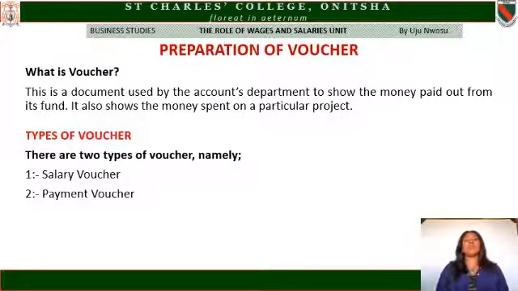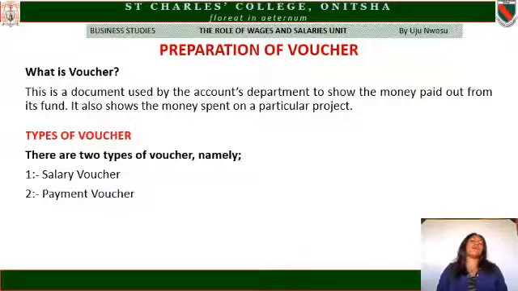Let's look at the preparation of voucher, and we're going to start with the meaning of voucher. Voucher is a document used by the accounts department to show the money paid out from its fund. It also shows the money spent on a particular project. It is a document that the accounts department uses as evidence that they made a certain payment to any of the workers. Maybe a worker wants to carry out a particular project on behalf of the organization.